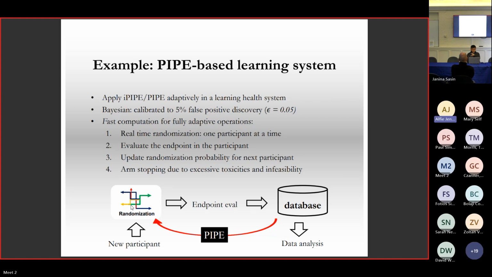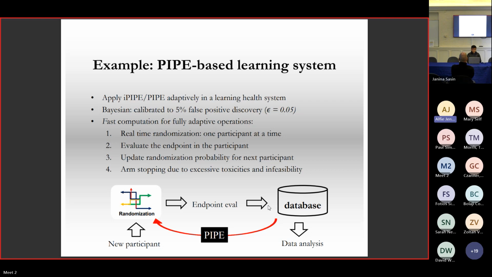And then we evaluate the endpoint, being the glucose level, using continuous glucose monitoring. And then we update the data, and we use the IPipe algorithm to update the randomization probability. And then the criterion is to assign the next participants to combinations that tend to work better. So that's where the real-time component comes in.